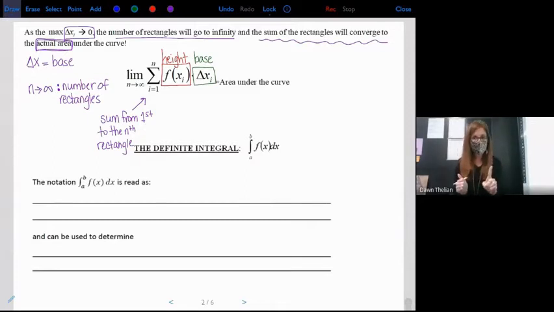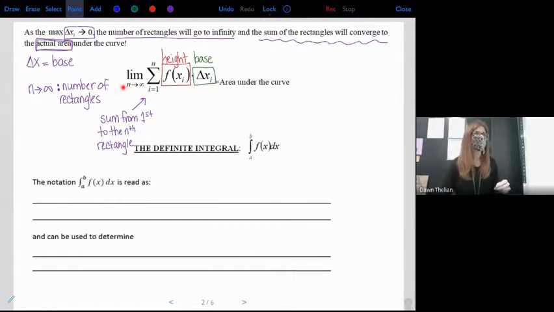The big thing that I've added in front of this now is this limit as n goes to infinity. What we were practicing in lesson 1 was a finite sum. I was saying 5 rectangles, 4 rectangles, 10 rectangles, whatever it is. Now we're turning it into a limit as n goes to infinity, and this is what is going to introduce to us what the definite integral is.